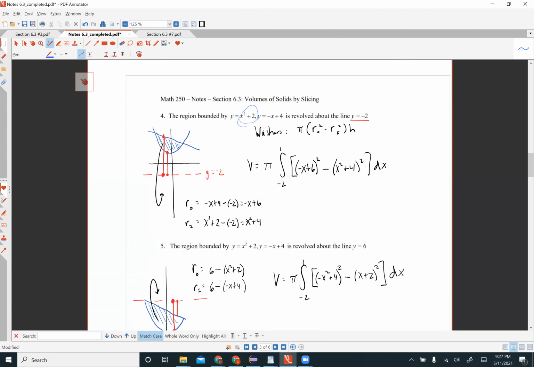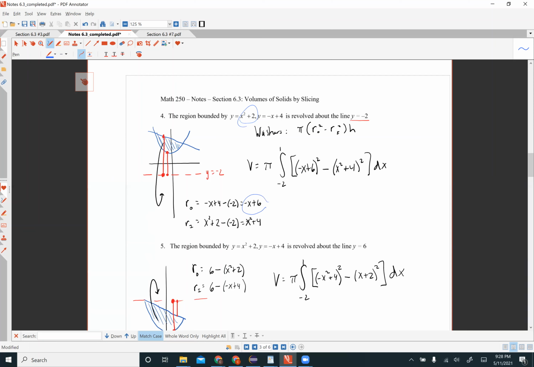But now we're wrapping around, I keep saying wrapping, I should say rotating, around the line y equals -2, which is parallel to the x-axis, right? The x-axis is y equals 0. So what is the radius of the higher curve? Now the higher curve is y equals minus x plus 4. So minus x plus 4 tells you the distance of any point from the x-axis, but we have to go 2 below. So it's actually minus x plus 4 plus 2, or minus -2.